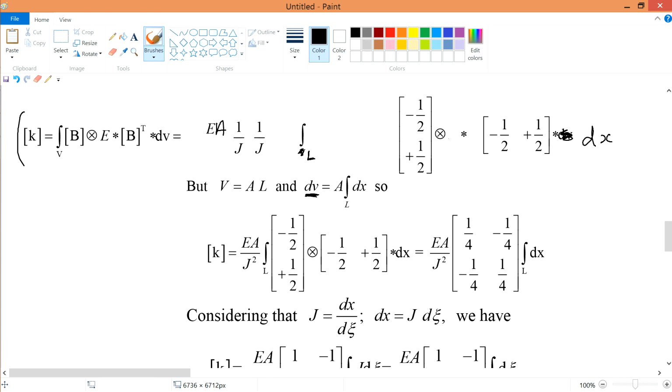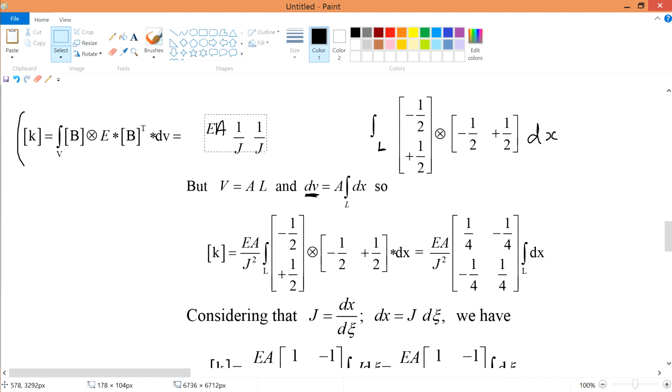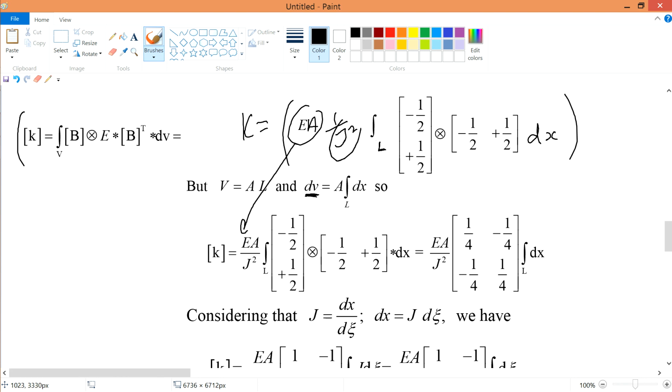So if I were to merge them all together now and put them nicely, this EA I'll just bring over here. We know that 1 over j times 1 over j is 1 over j square, so I'll just simply rewrite this as 1 over j square. So hold on a while. If I were to write this down over here, as you can see, your k is equal to EA over j square, this thing over here, your integration in terms of L, and then your b and b transpose, the same thing, and then dx.